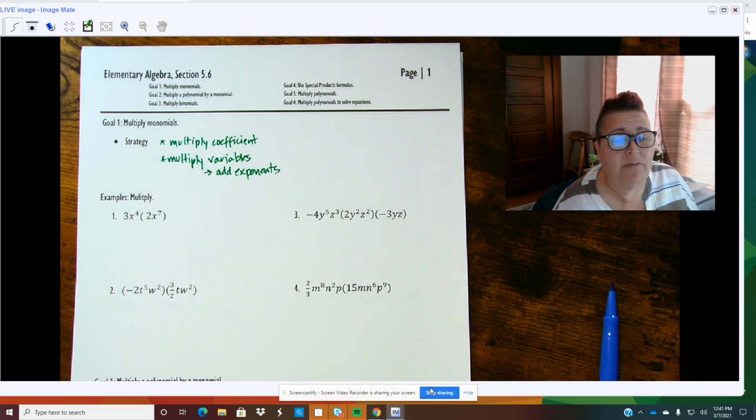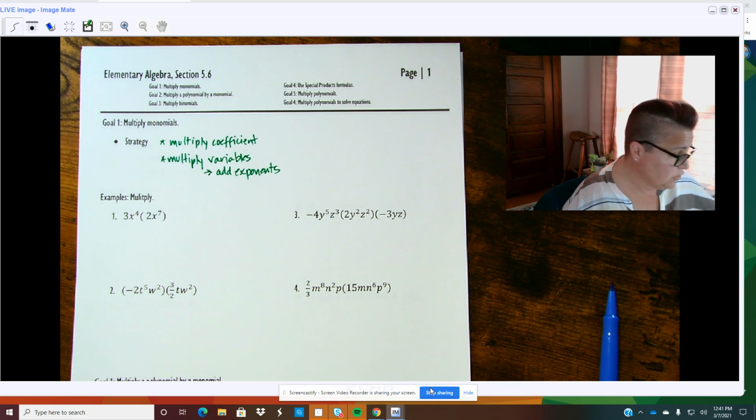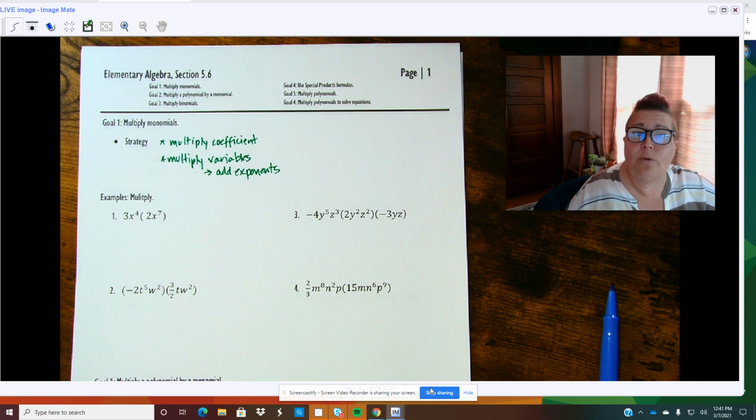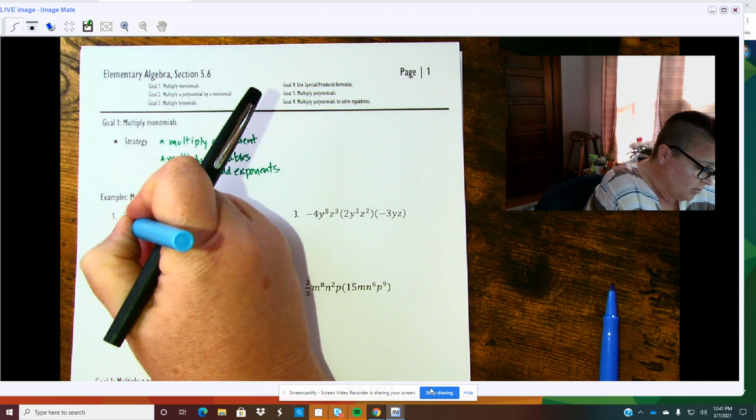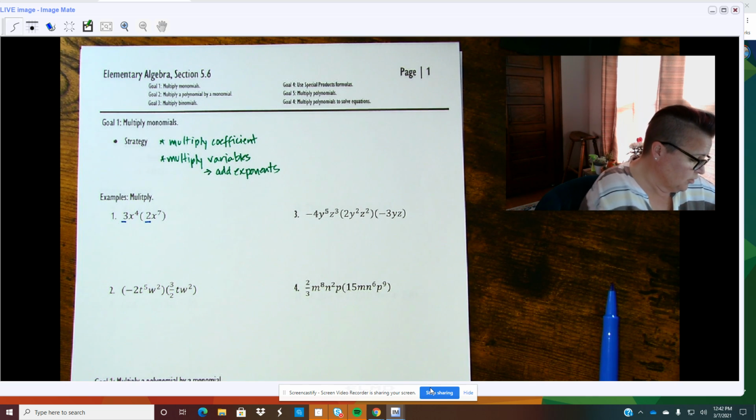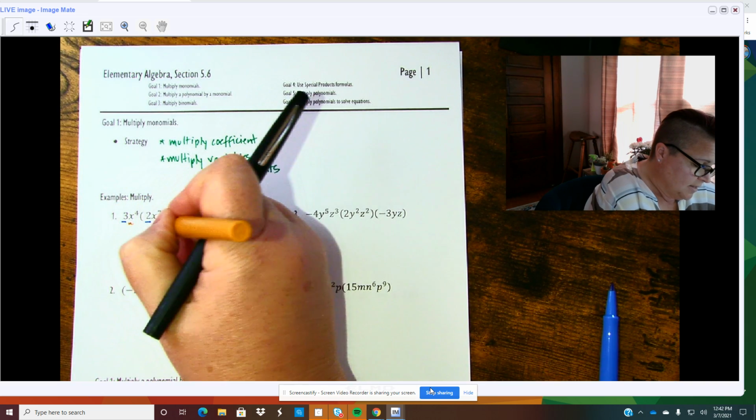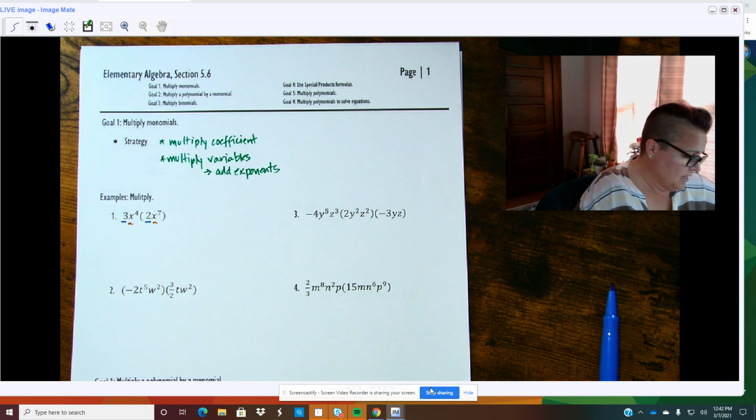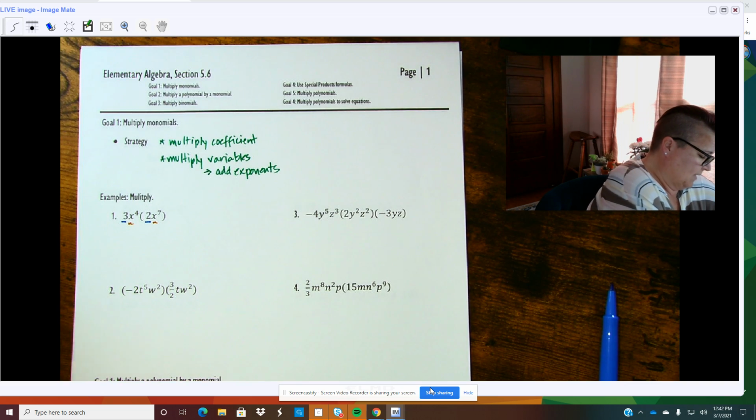Problem number 1, we have a 3x to the 4th times a 2x to the 7th. As a quick review, our coefficients here are the 3 and the 2. Those are the multipliers of the variable terms. Our variables for both of these terms are x's, an x and an x. And then our exponents themselves are the 4 and the 7.